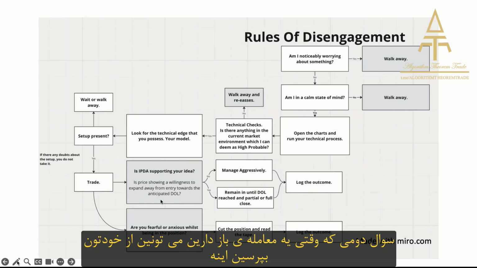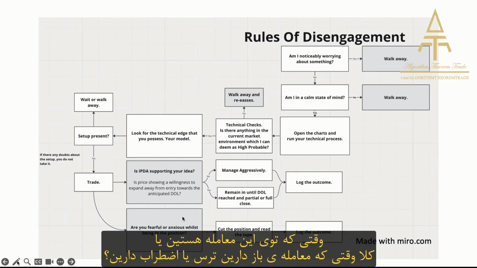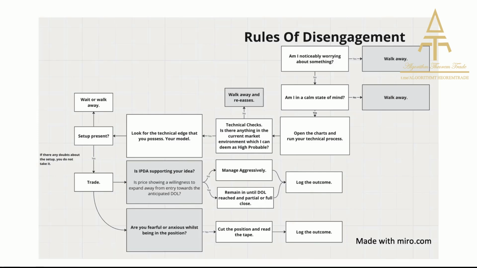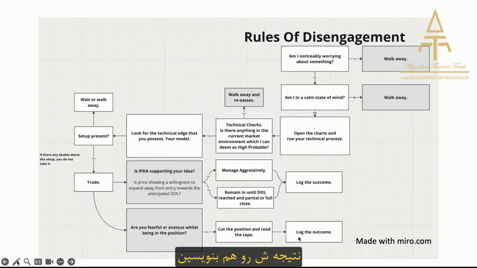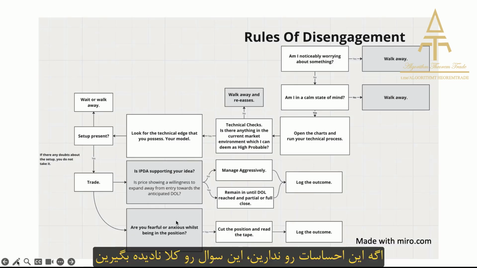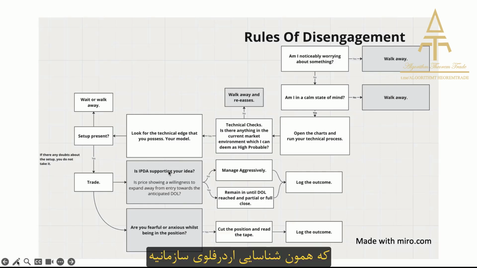The second question that's important to ask yourself whilst being inside of a trade is the following. Are you fearful or anxious whilst being in the position? If you are, you need to cut the position and read the tape. Log the outcome. If you aren't, then this question is irrelevant and we focus on the main question at hand, which is the recognition of institutional order flow.